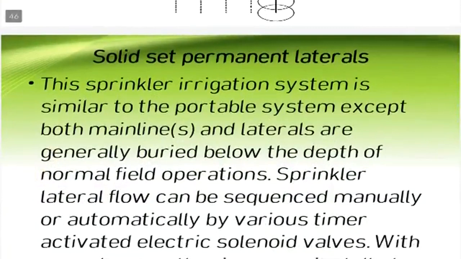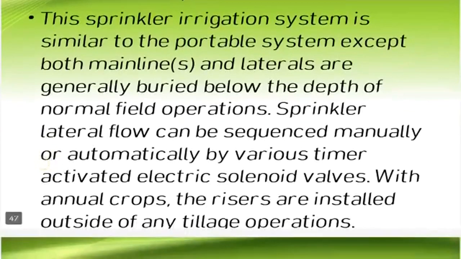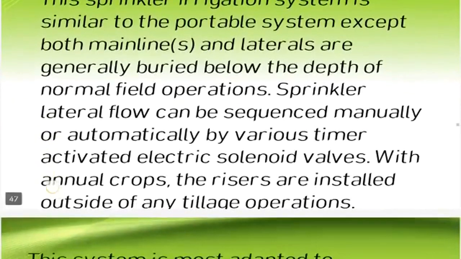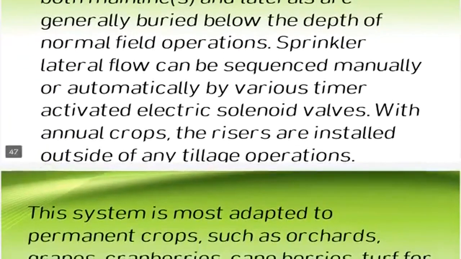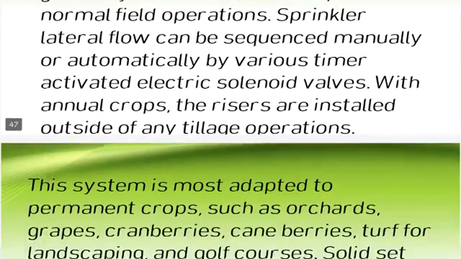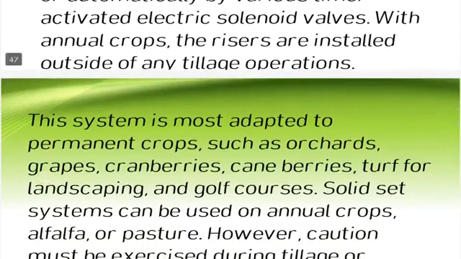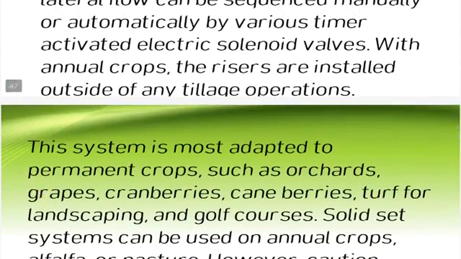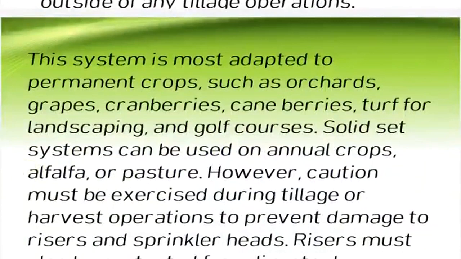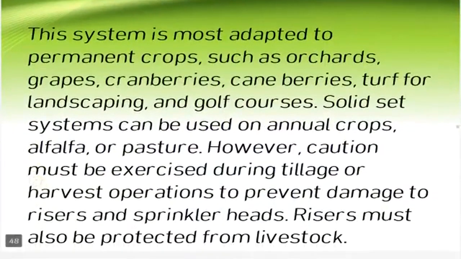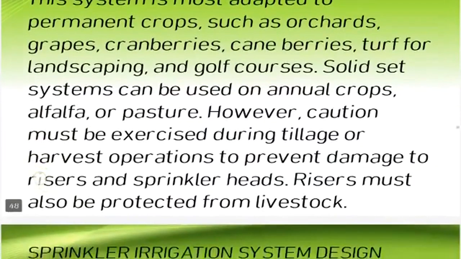A solid set with permanent laterals. This sprinkler irrigation system is similar to the portable system except both main lines and laterals are generally buried below the depth of normal field operations. Sprinkler lateral flow can be sequenced manually or automatically by various timer-activated electric solenoid valves. With annual crops, the risers are installed outside of any tillage operations. This system is most adapted to permanent crops such as orchards, grapes, cranberries, caneberries, turf for landscaping, and golf courses.